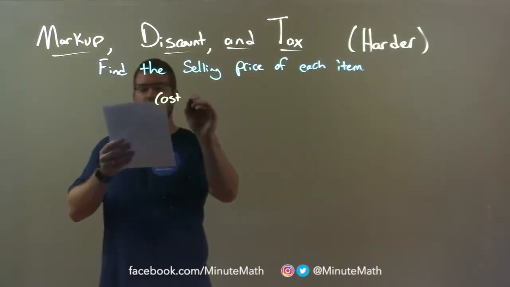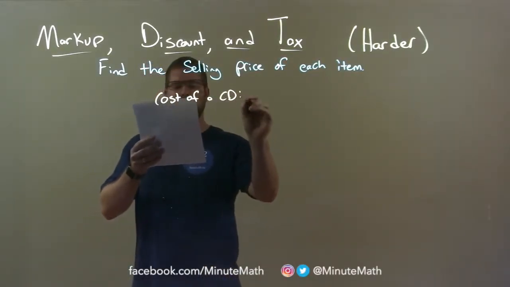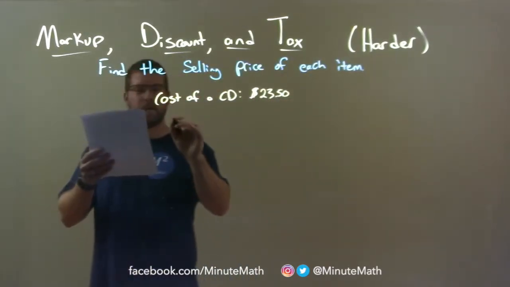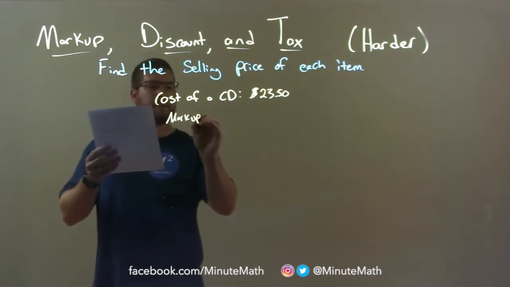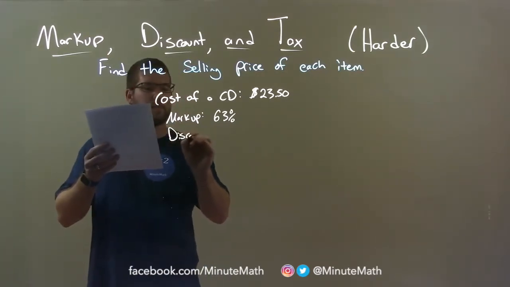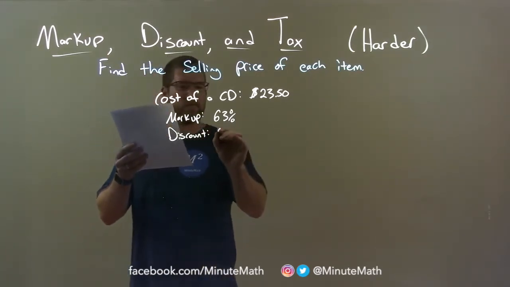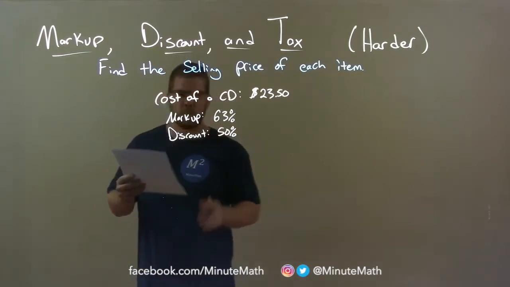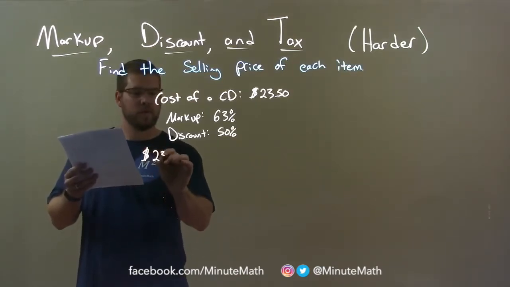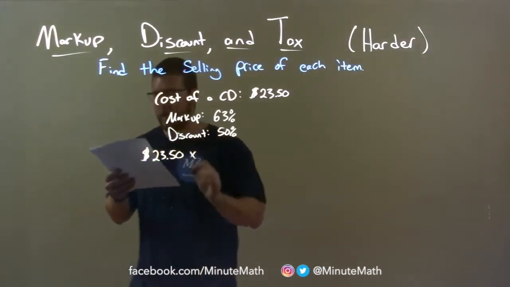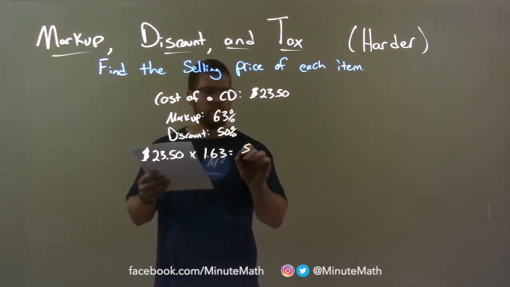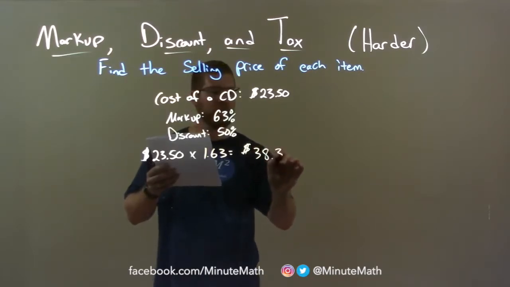The cost of a CD is $23.50. Okay? Its markup is 63%, and its discount is 50%. Okay? Well, first we start with the cost of the CD. We take that cost of $23.50, and we're going to multiply that by 1.63. Okay, that shows our 63% markup. That gives us a value of $38.31.